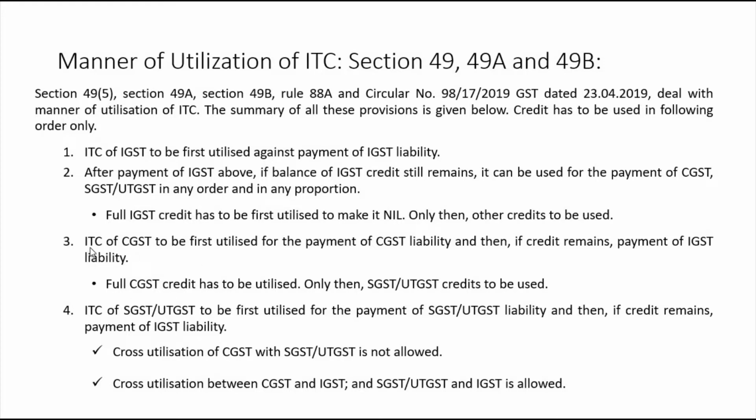Next, I will go for the next point. ITC of CGST is to be first utilized for the payment of CGST. The same thing goes with SGST also. SGST credit, you have to use it for SGST liability first. Only then, if credit remains, use it for IGST liability. Here also it is the same: if credit remains, payment of IGST liability should be made.